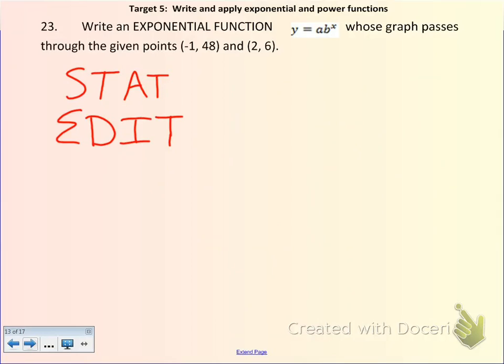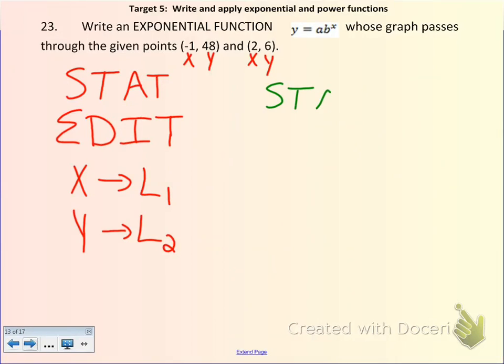And then once you get to that point, you're going to start plugging in our points here. I'm going to label them X and Y. We're going to type our X's into our L1 columns. Our Y's go into our L2 columns. After you're done typing in all of your numbers, then you're going to hit Stat, and then Calc.